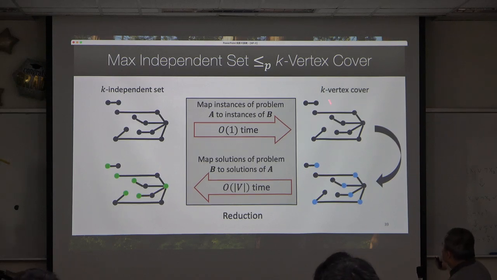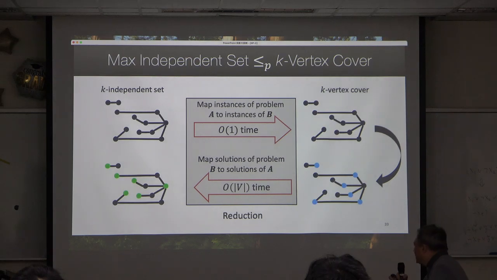This is relatively easy. First, I need to tell you, we don't need to do anything. The graph of the K-independent set can be used directly for the K-vertex cover. Actually, let me put it this way. The definition of K-independent set and the K-vertex cover is pretty much the complement of each other.